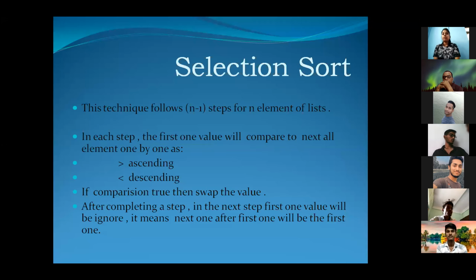Now the second one is selection sort. It works on the technique of n-1 steps if there are n elements. In each step, the first one will be compared to all the next elements one by one. If the comparison is true, it swaps the value. After completing a step, the first value will be ignored in the next step, which means the next one after the first one will become the first one.